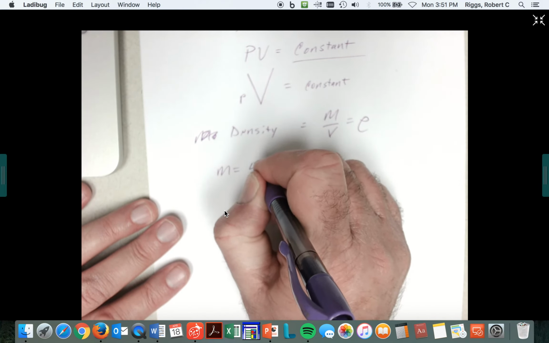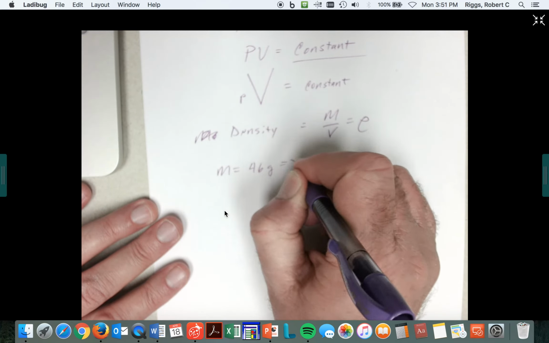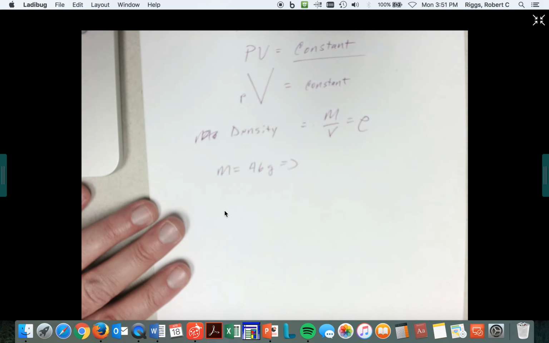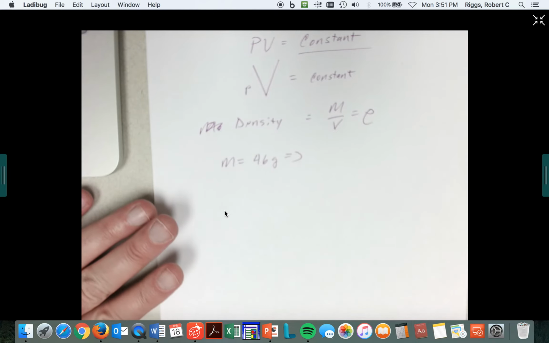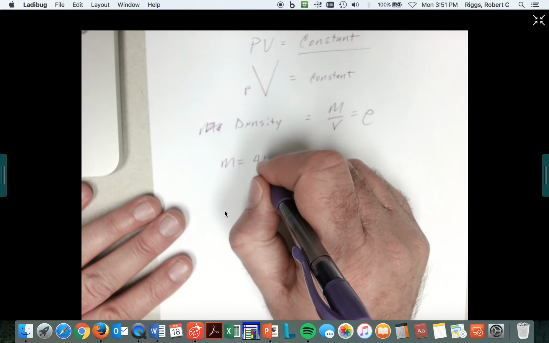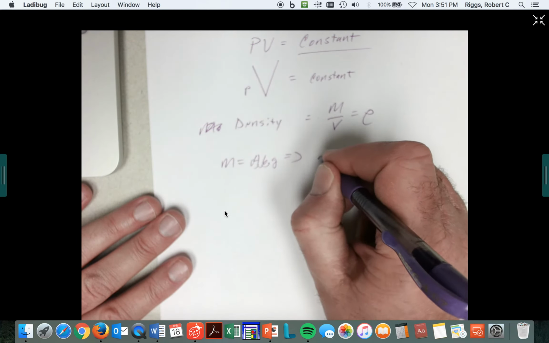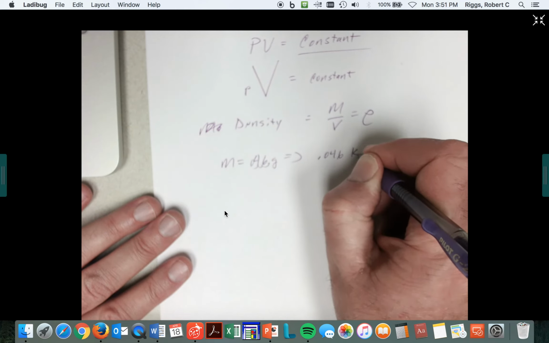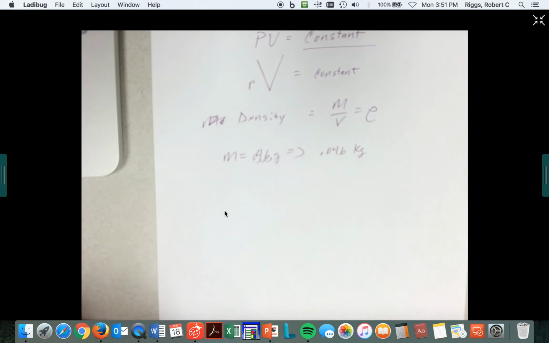So 46 grams, got to convert that to kilograms. So when we convert to kilograms, we have to divide by 1,000. So that'd be 1, 2, 3. So we get 0.046 kilograms.